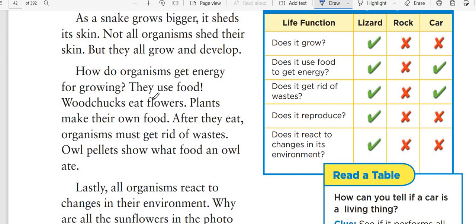They use food. So, of course, living organisms, in order to get energy, use food to get the nutrients so their body can grow and survive. So we have the woodchuck eating a flower, which is a kind of food for it. Plants make their own food, and after they eat, the organisms must get rid of waste. Owl pellets show what food an owl ate.